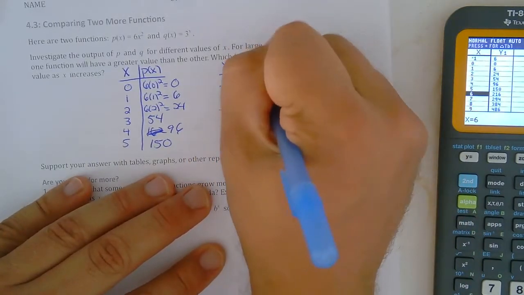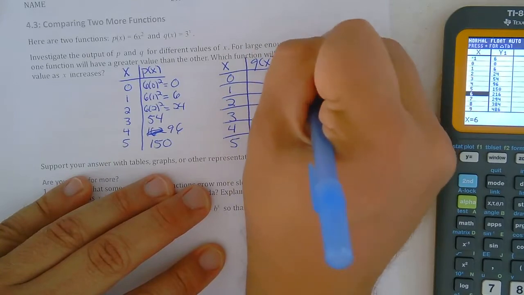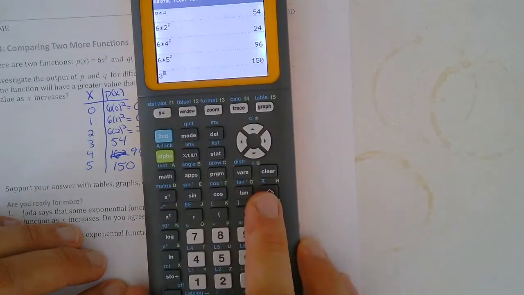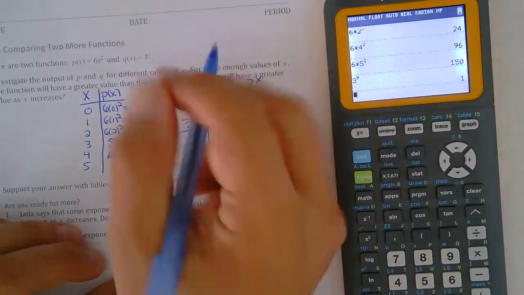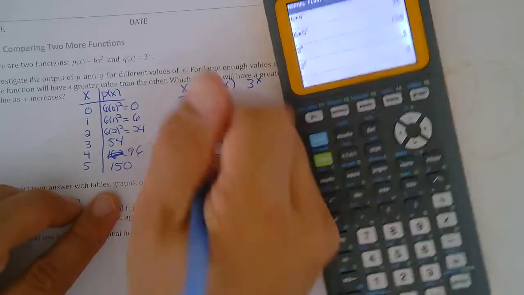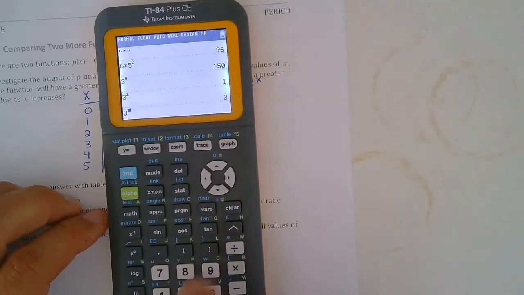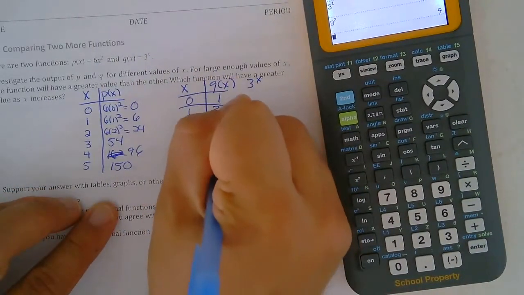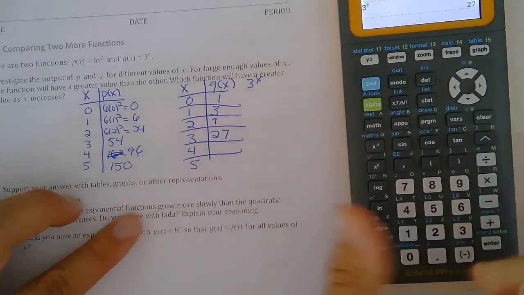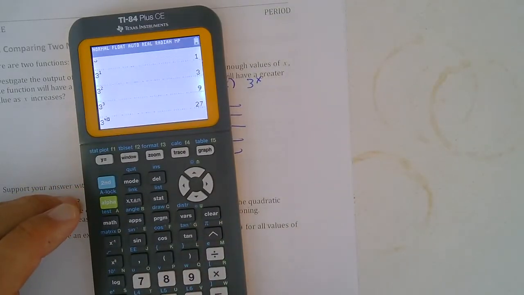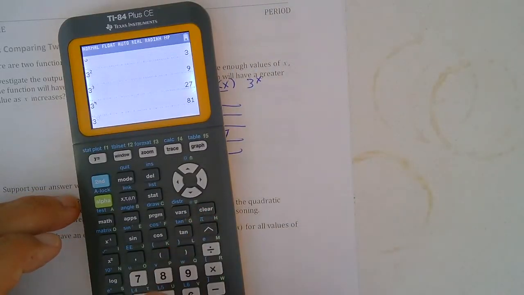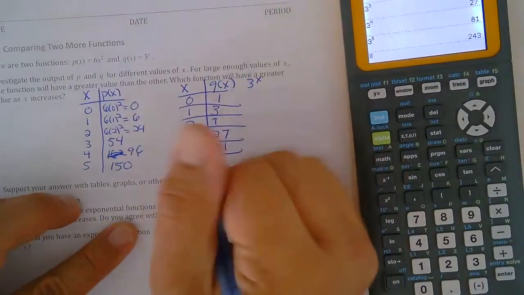And then here, we're going to have q of x, which is 3 to the x. So I'm going to plug that in, remember you need this caret key, so 3 to the 0 is 1. 3 to the first is 3. 3 to the second is 9. 3 to the third is 27. 3 to the fourth is 81. And then 3 to the fifth is 243.